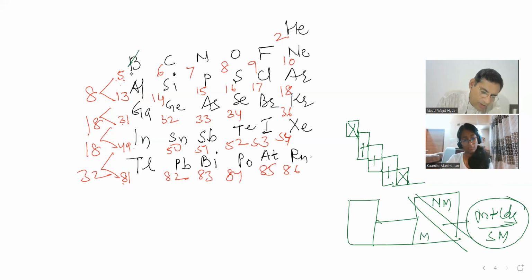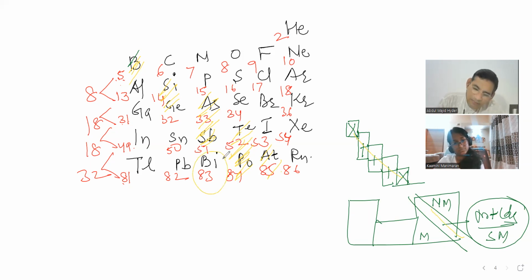You'll start from here, boron. Just only one element. Next, go down, 2 elements. Next, go down, again 2 elements. Next, go down, again 2 elements. Last is 1 only. These 8 elements are metalloids.